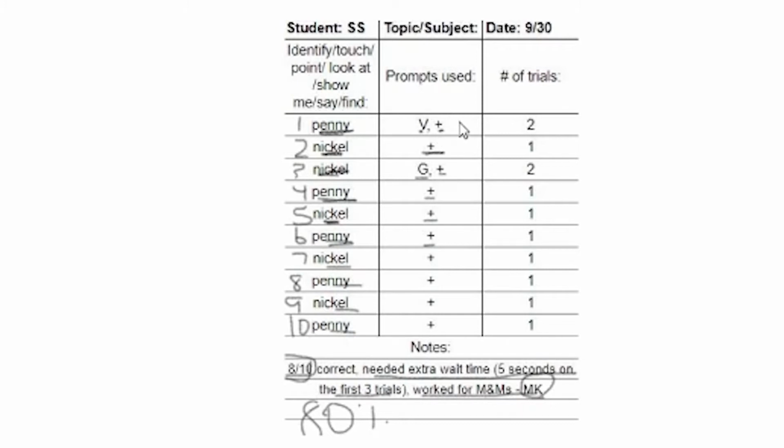This indicates that maybe on these first 3 trials, they just needed some time to get warmed up, because then they got the next 7 correct on their own. It also gives you an indication that they struggled with penny and nickel, but then down here they got the penny and nickel correct on every single one. So if you look and see that they're getting any incorrect, then you may need to change your prompting.